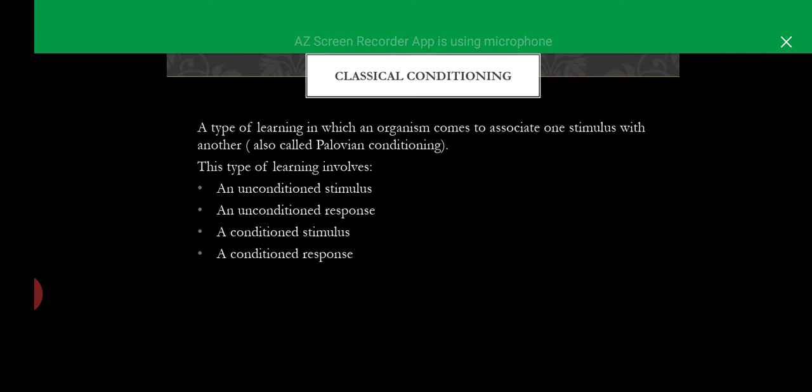Classical conditioning. It is a type of learning in which an organism comes to associate one stimulus with another, also called Pavlovian conditioning. This type of learning involves an unconditioned stimulus, an unconditioned response, a conditioned stimulus, and a conditioned response.